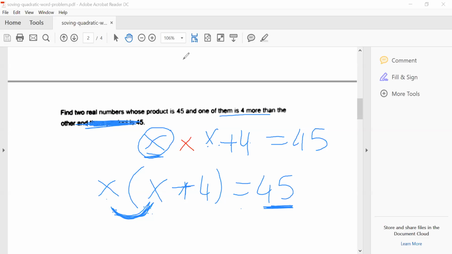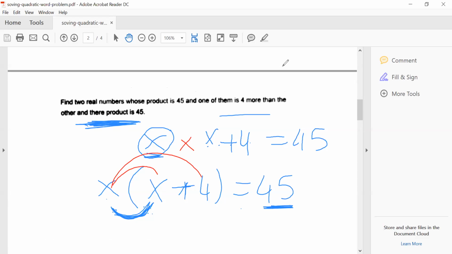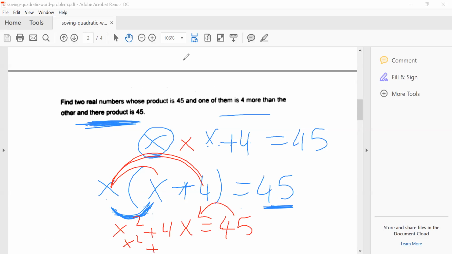I must distribute first. I multiply them. x times x squared, x times 4, positive 4x, equals 45. I will put the 45 inside by negative, so x squared plus 4x minus 45 equals 0. Then I will factorize it normally.